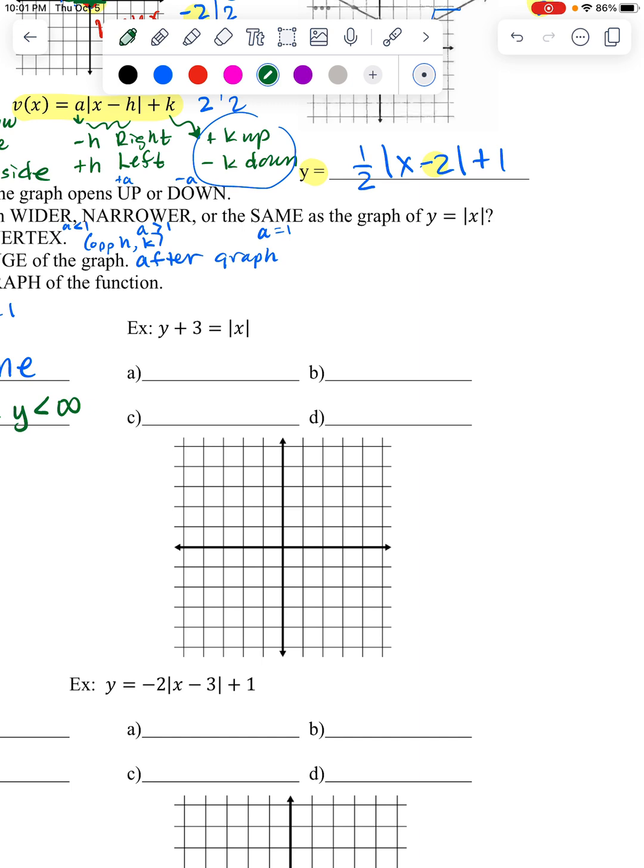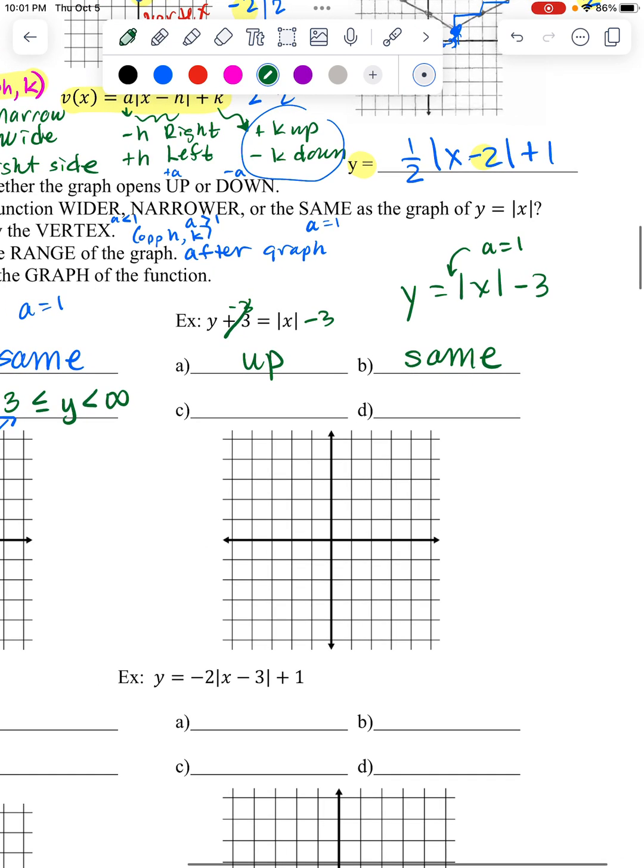Okay, this one looks a little weird because Y is not alone, so I'm going to take this 3 over to the other side. So I'm graphing Y equals the absolute value of X and then a -3 at the end. First one's asking if it will open up or down. Well, if you look in front of the bars, you don't have anything, so that's like having a +1. So it will open up, but it will be the same steepness as the parent graph because there's no different slope number out front.